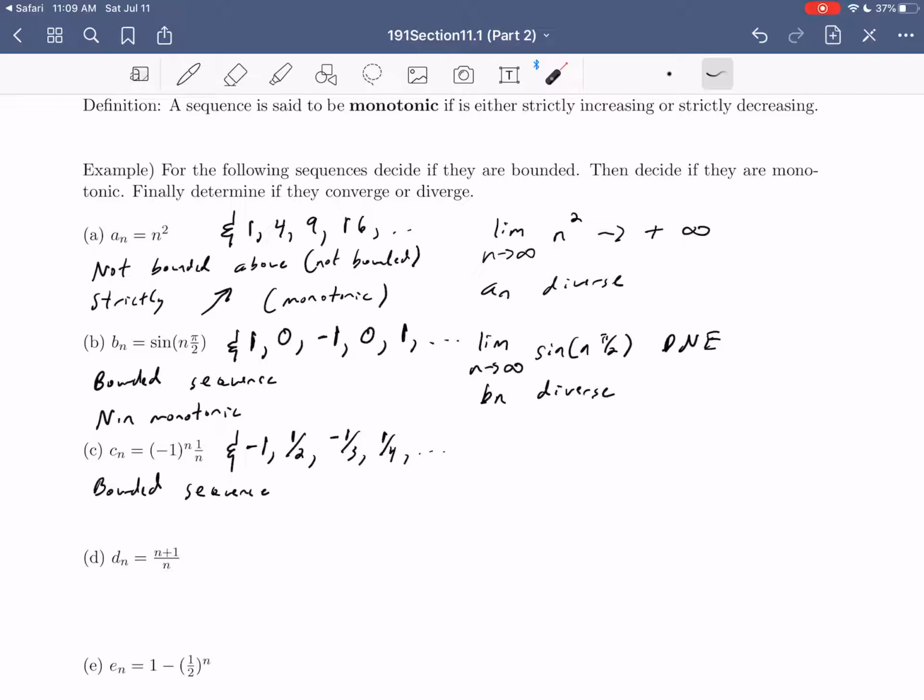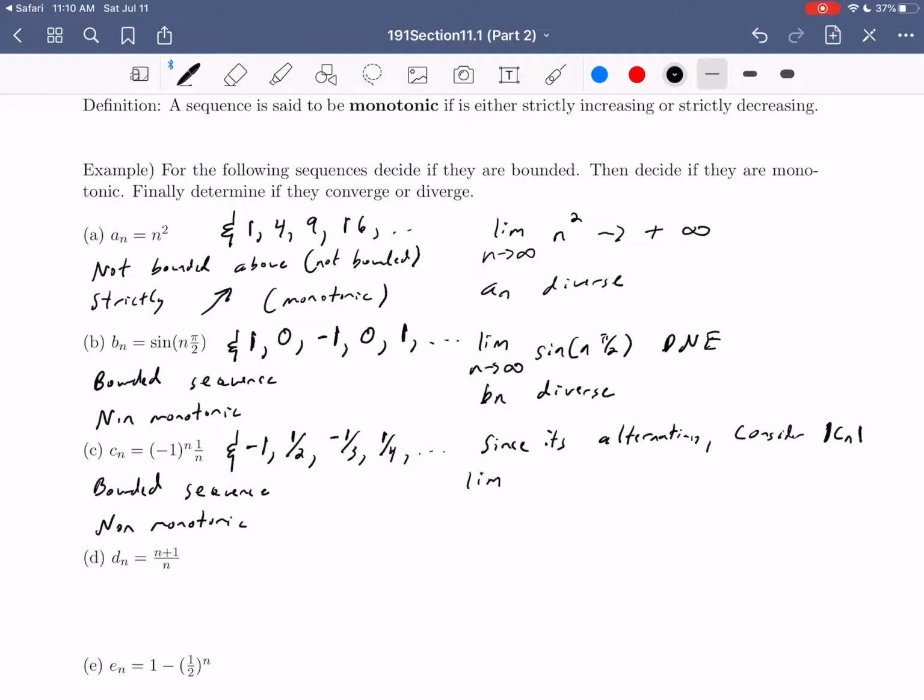Is it monotonic? Well, -1 to 1/2, that's an increase, then a decrease, then an increase, then a decrease. No, right? It's not strictly increasing or strictly decreasing. This is, again, non-monotonic. So this one has the same sort of properties as the previous one. It's a bounded sequence, but it's non-monotonic. How would we analyze the limit? Since this is alternating, we would consider the absolute value of c sub n.